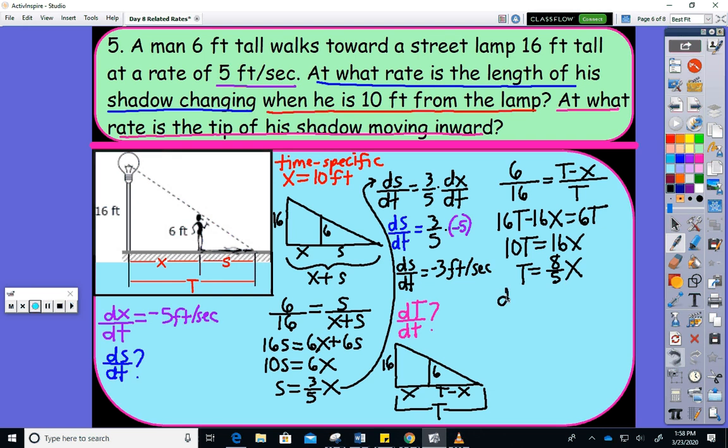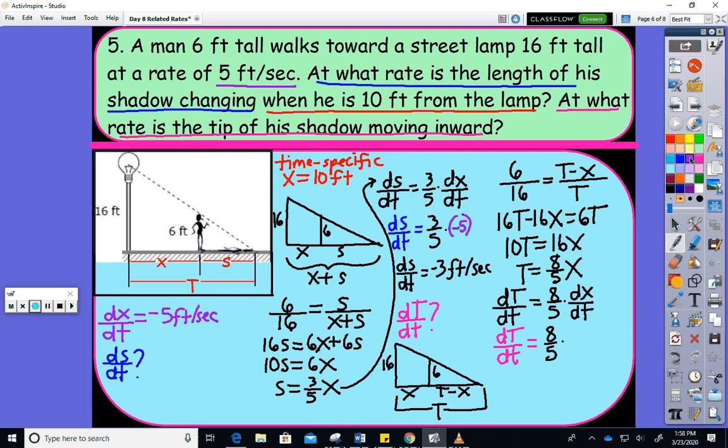The derivative of a capital T with respect to little t equals the derivative of the 8/5 x, which is 8/5 times the derivative of x with respect to little t. I want dT/dt, so I'm just going to go ahead and plug that in, nothing fancy. 8/5 is 8/5, nothing to color code there.